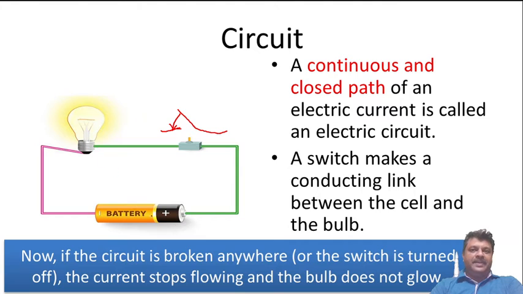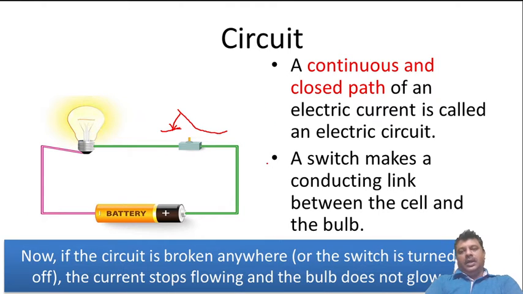Now we say there is a continuous and closed path of an electric current. So the current from the battery flows through this closed path. It is a continuous and closed path, and this is called a circuit. A circuit can be as simple as this. It can be very complex, consisting of many integrated chips, switches, resistors, capacitors, and so on.